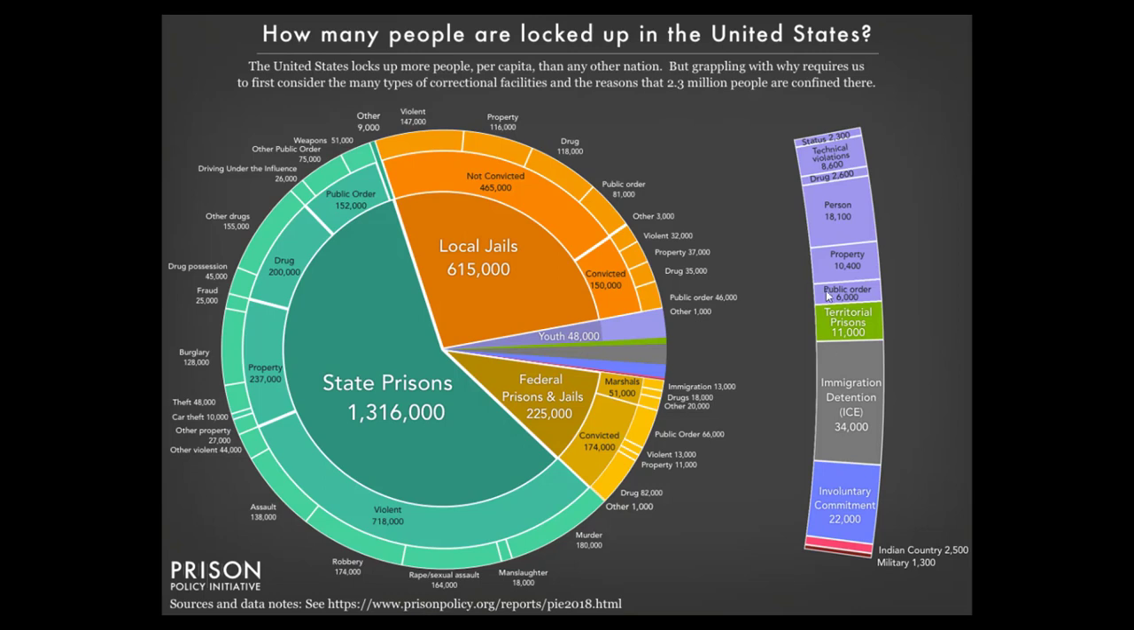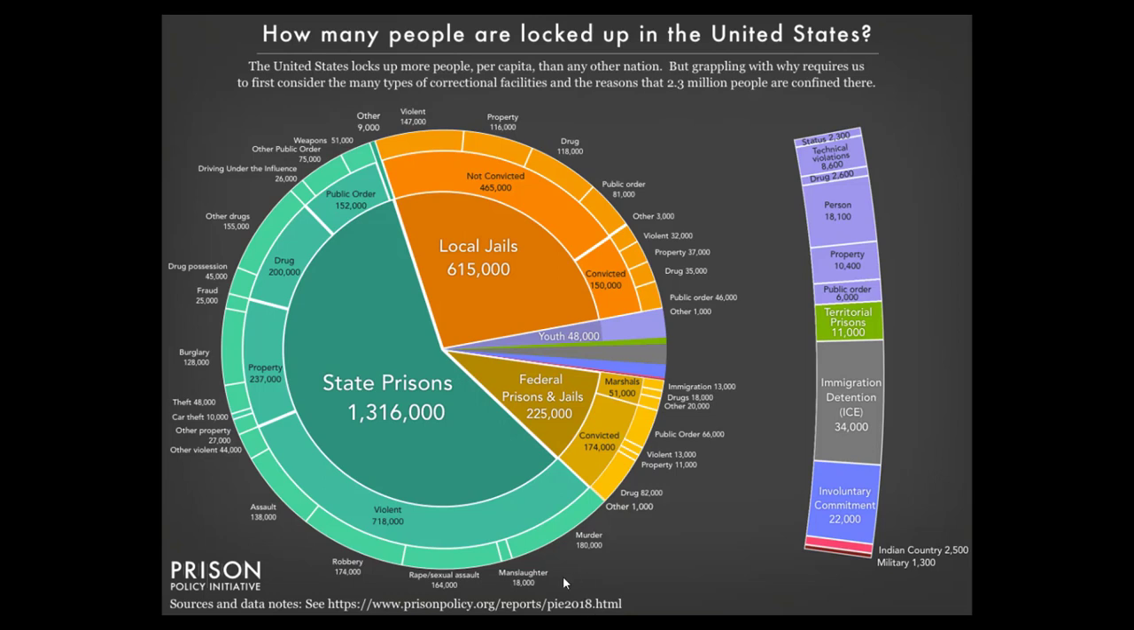I got no problem with this because if you try to put that text in here, you'd never be able to see it. But this way you actually get that detail that you wouldn't be able to see, like that little pink and that little dark red. You wouldn't be able to see Indian country and military prisons. You wouldn't be able to see those.